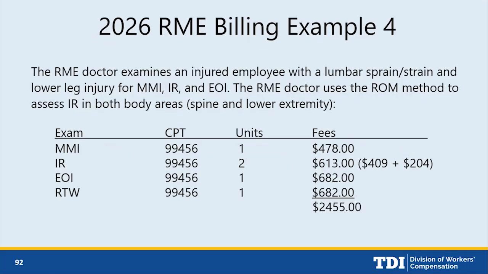All right, this is a sprain strain, lower leg injury, MMI, impairment rating, extent of injury. The RME doctor used range of motion. And then we have 2 body areas. Be sure and note your body areas. 99456 is the CPT code all the way down, and then our applicable reimbursement. The breakdown is for the 2 body areas. The first body area, $409. Second body area, $204. Total on that bill, $2,455.